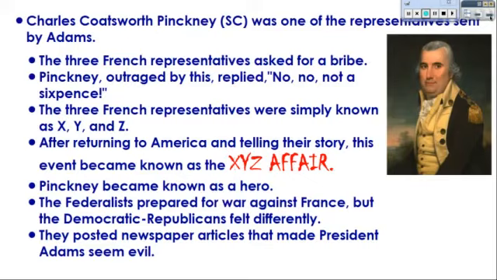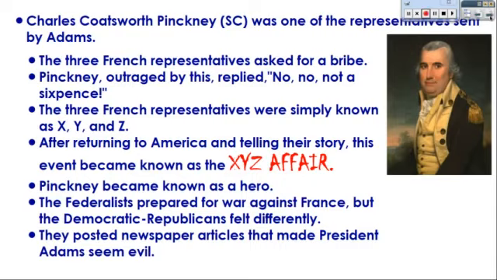Now, the XYZ affair is very simple. X, Y, and Z represent three diplomats of the French government. They are going to demand a bribe to stop attacking all of our ships that are being involved in English trade. Well, Charles Pinckney, along with the other two diplomats from America, are going to refuse this bribe.